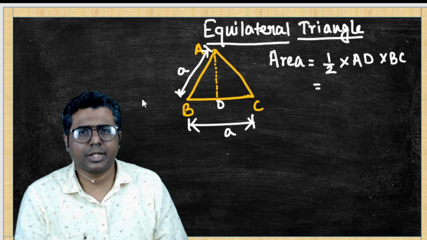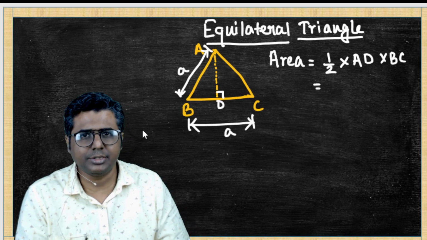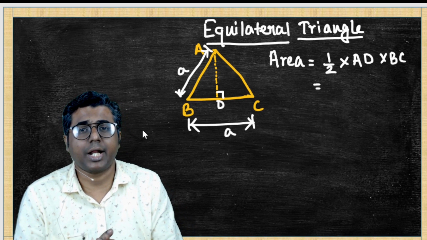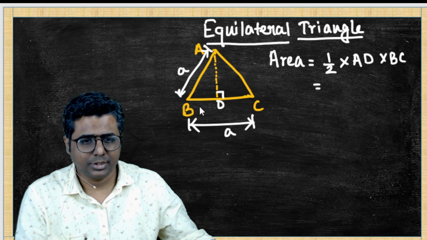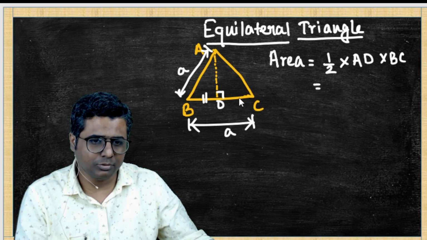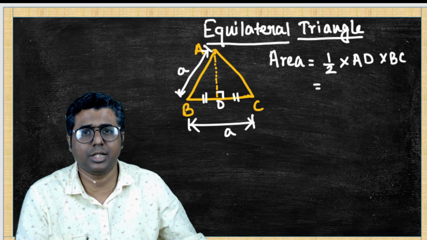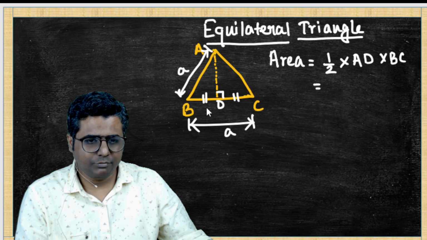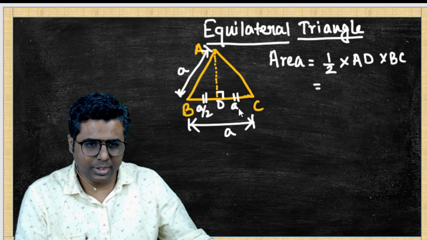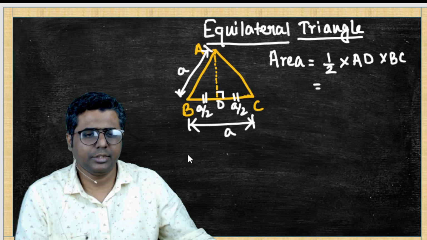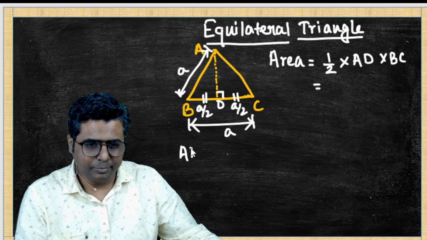In equilateral triangle, we know if you drop a perpendicular, we have already done this in our chapters, if a perpendicular is dropped from the vertex, then it divides the other side into two equal parts. So it basically bisects the opposite side. If this total value is A, then this will be A by 2, this will be A by 2. Clear? So easily I can calculate AD by Pythagoras theorem.